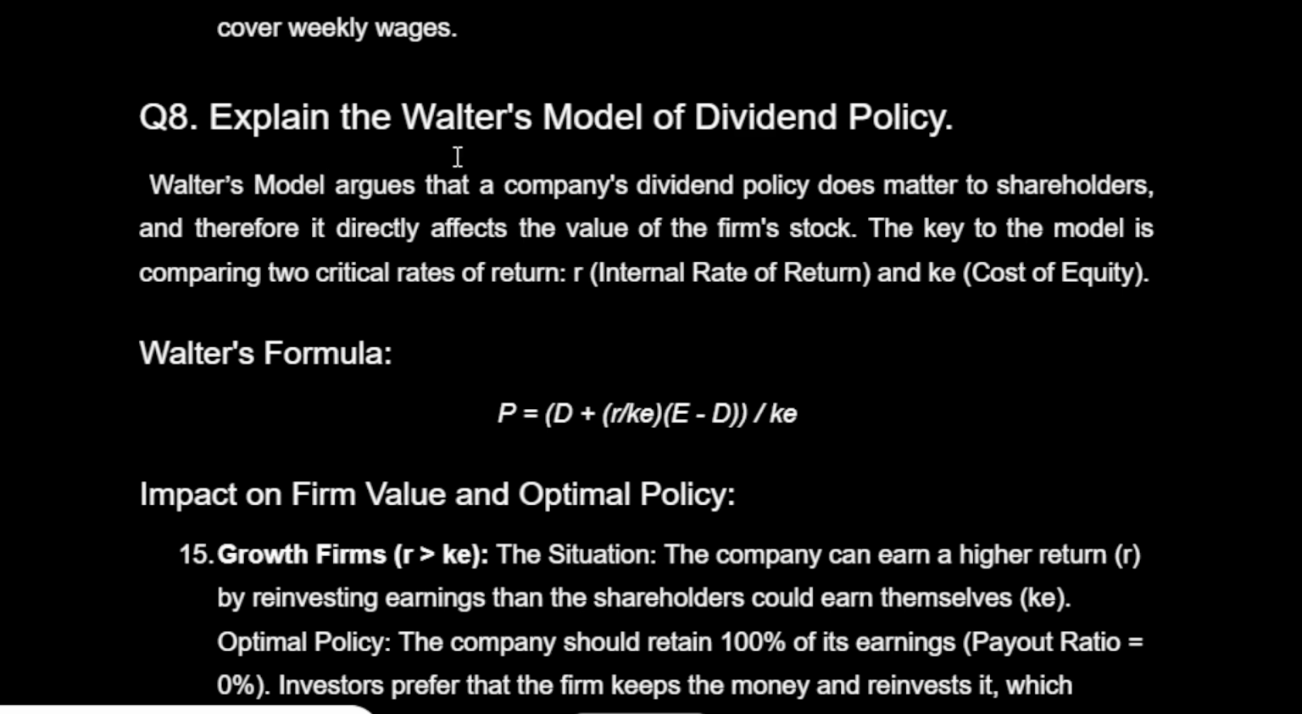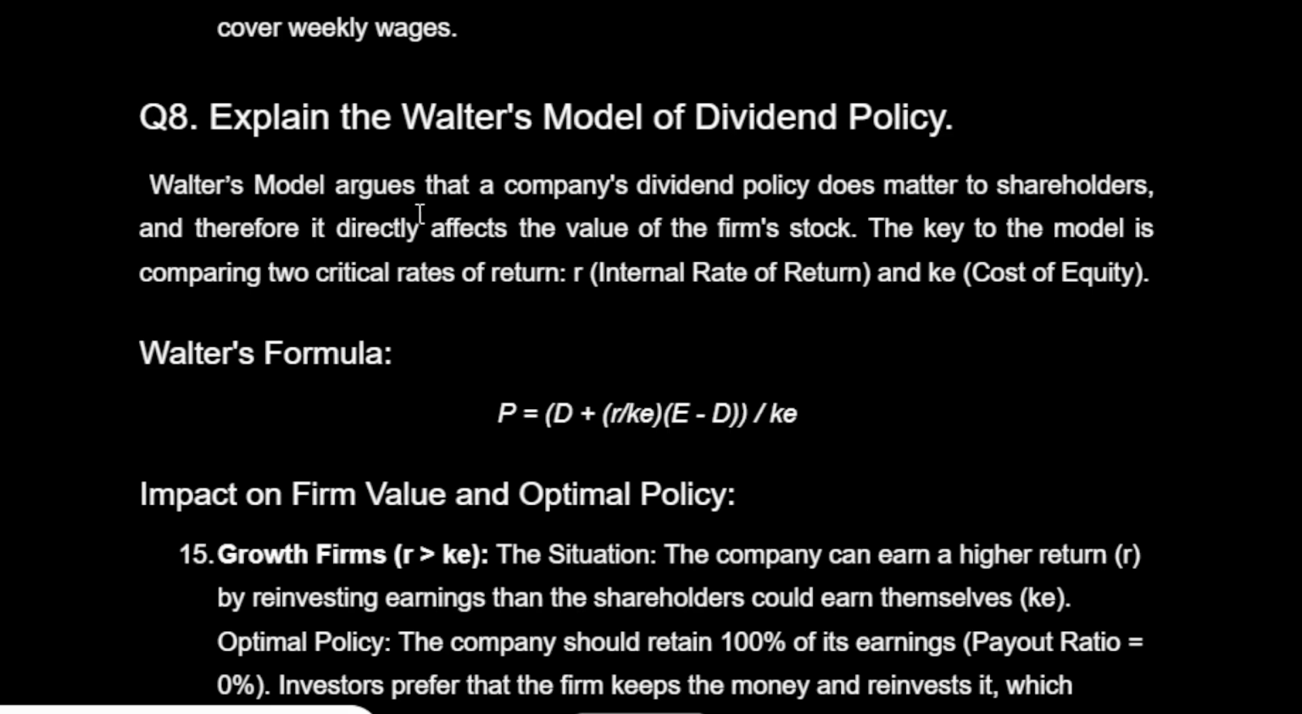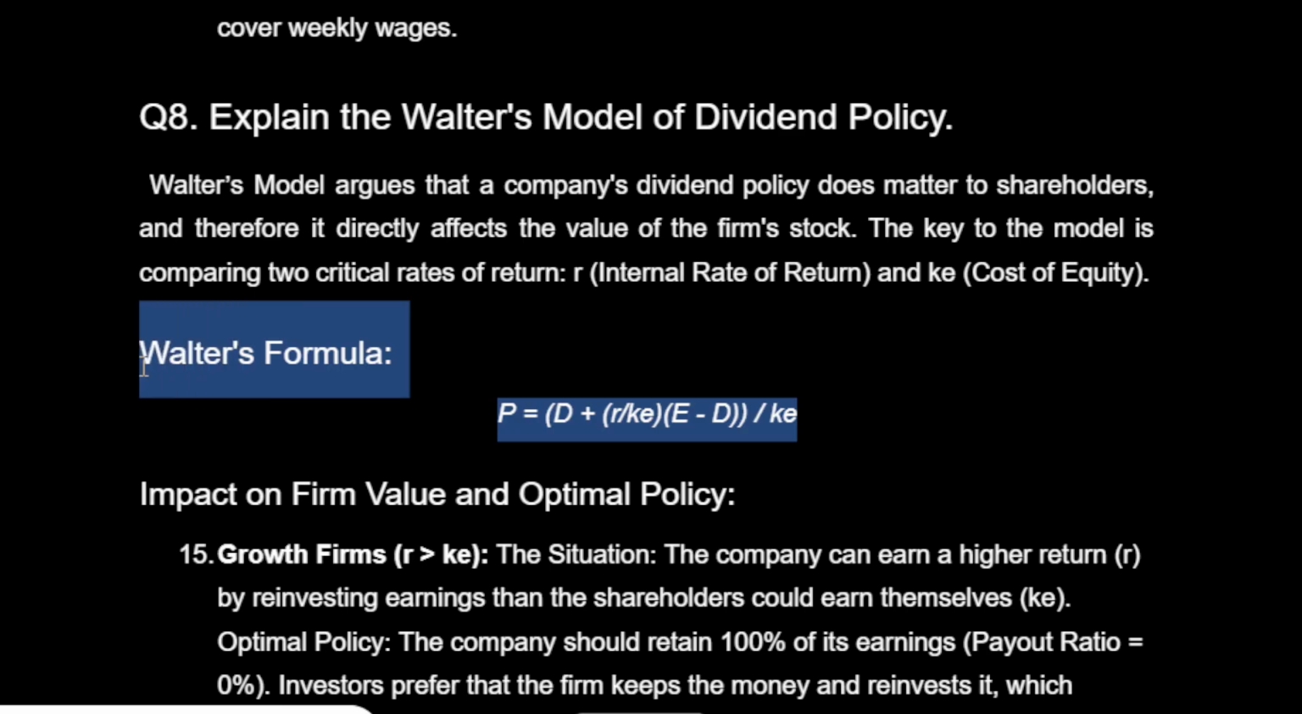Q8. Explain the Walters model of dividend policy. Easy explanation. Walters' model argues that a company's dividend policy does matter to shareholders, and therefore it directly affects the value of the firm's stock. The key to the model is comparing two critical rates of return, r, internal rate of return, and k, cost of equity. Walters' formula, P equals (D plus (r/k)(E minus D)) divided by k.